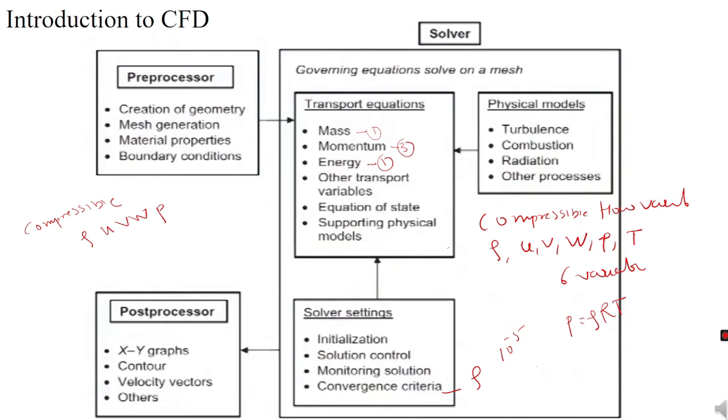So from thermodynamics, we can say pressure, density, temperature are related. If it is not ideal, then we should have a relation between P, rho and T. If it is ideal, we can directly use P equals rho RT. So this is the equation of state that allows us to connect pressure, density and temperature. So depending on the flow type, select the appropriate model.